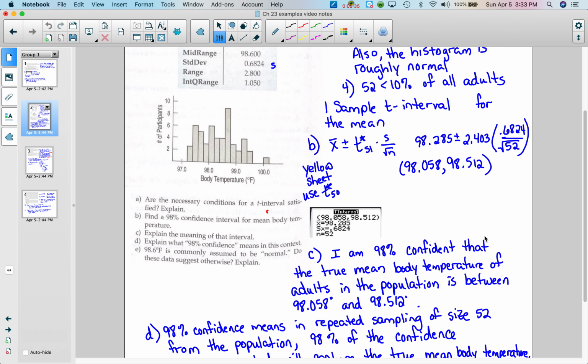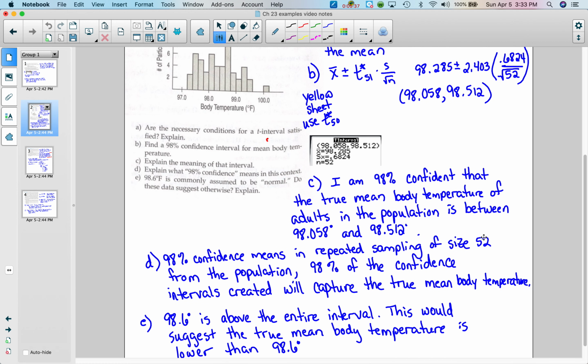Then part C asks you to explain the meaning of that interval, so you are interpreting. I am 98% confident that the true mean body temperature of adults in the population is between 98.058 degrees and 98.512 degrees. I suppose I could have put an F there for Fahrenheit. Notice that this is exactly the same way you interpret a confidence interval for proportions, except we're talking about means instead.